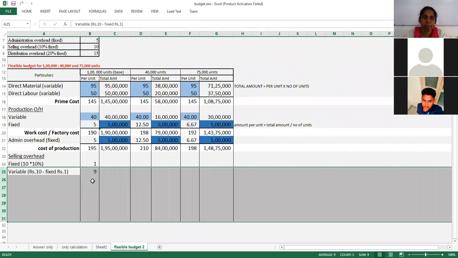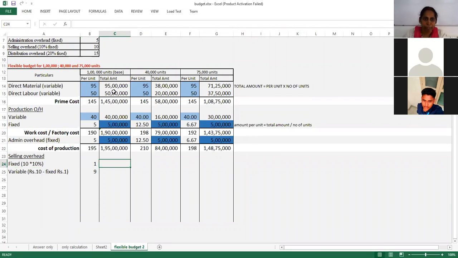You understood, no? Now you got the per unit. Now you are going to calculate the total amount. Total amount is very simple. Take per unit 1 rupee and multiply by number of units, 1 lakh units. So it is 1 lakh rupees only. And this one is per unit 9 rupees multiplied by total number of units 1 lakh, so 9 lakh rupees. This is fixed. If it is fixed, then total amount will be same, 1 lakh and 1 lakh.